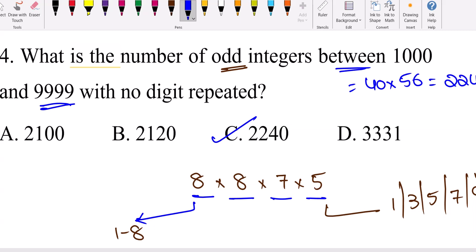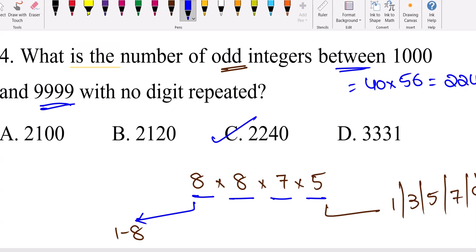I just want to check whether people got the clarity or not. The same question, if repetition is allowed, what would be your answer? I want to get the clarity whether people understand the concept or not. I'll go with this question now. Same question with repetition, then what should be your answer, please? Same question, repetition is allowed. What is the number of odd integers between 1000 and 9999 with repetition?